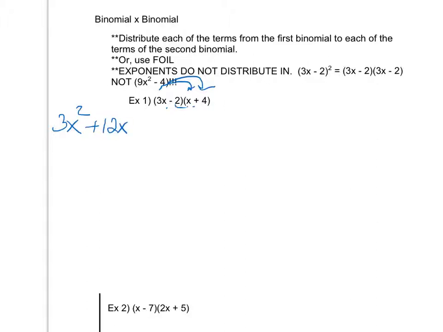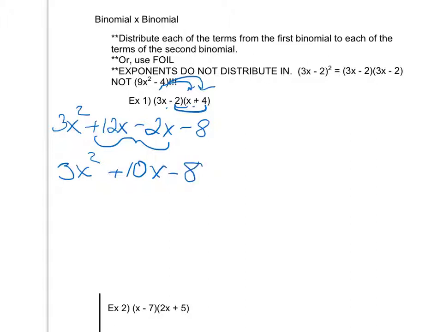Doing the same thing with the minus 2. Minus 2 times x is minus 2x. Minus 2 times positive 4 is minus 8. I combine my like terms and I get 3x squared plus 10x minus 8 for my final answer. That's one method.